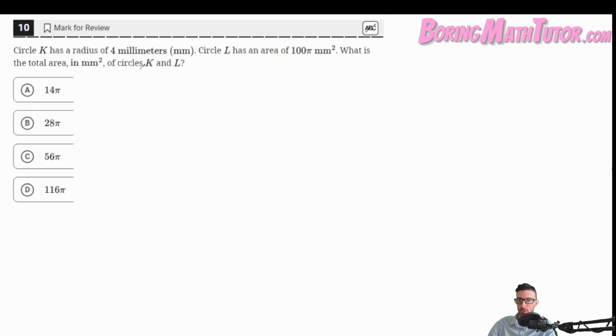Here they got 2 circles. They're asking for the total area. They gave you the area of one of them. They only gave you the radius for the other. So what's the formula for the area of a circle?